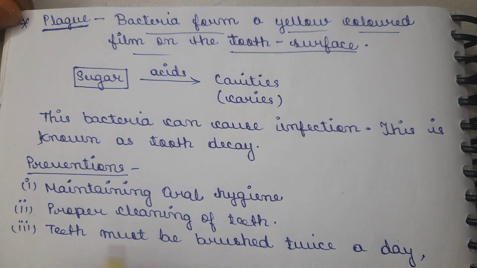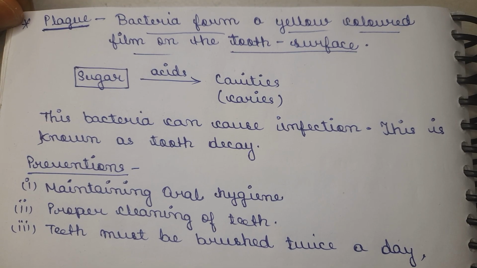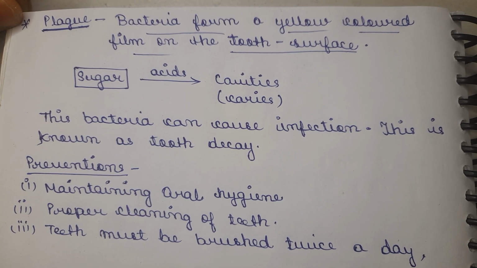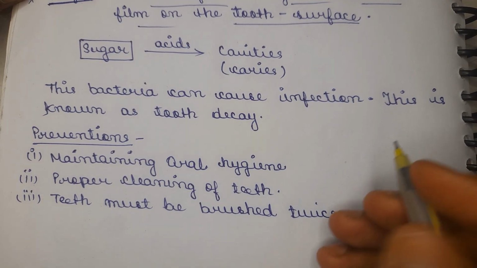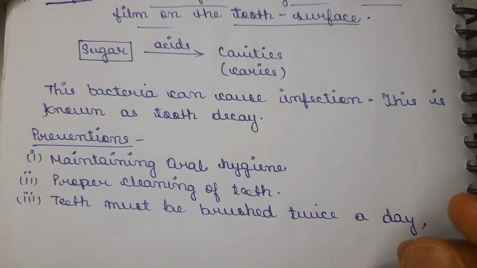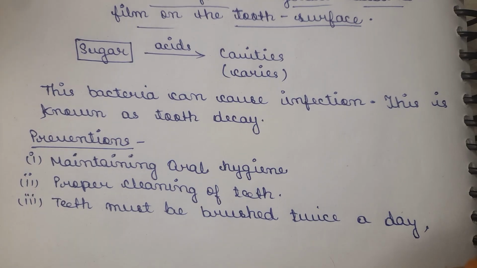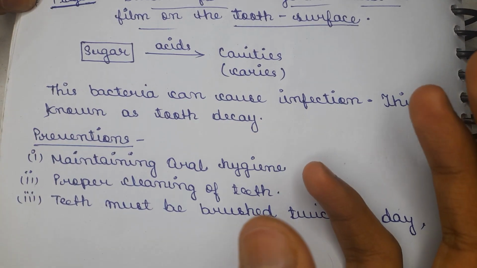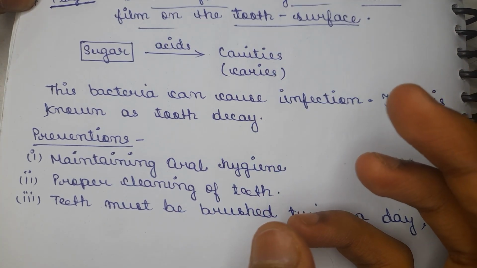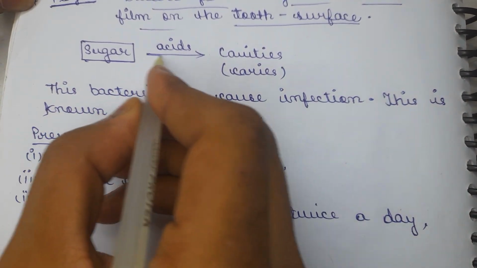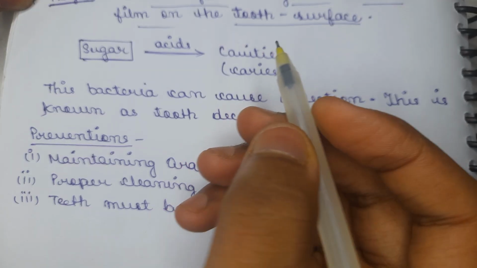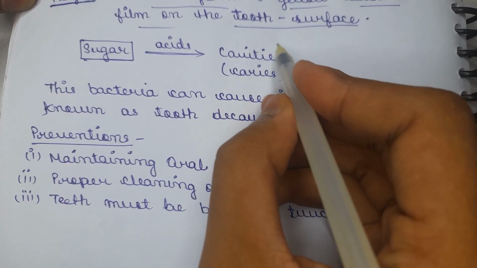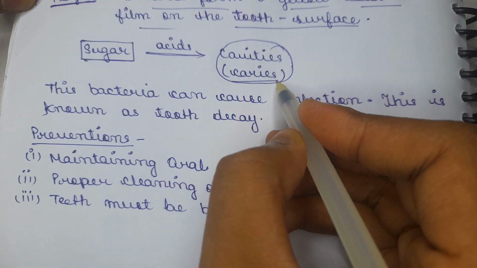Here the plaque is basically the bacteria which convert the sugar particles into cavities. Now how does the plaque affect the tooth? They break down the sugar present in our leftover food particles, and they release acid in the mouth, which damages the teeth and forms the cavity, also known by the term caries.